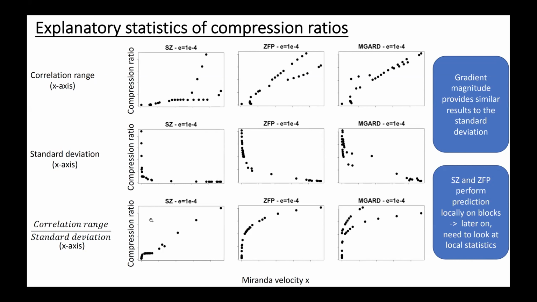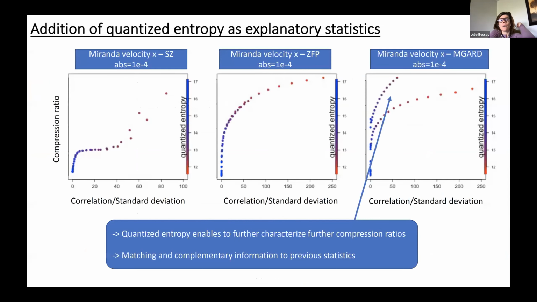And so what we decided to do is to combine those two, the correlation range and the standard deviation, and that's what we see on this last row. We have been able to correct some associations a bit, but we still have not achieved a one-to-one association between the predictor and the compression ratio. This is why we decided to also use the quantized entropy as an additional predictor.